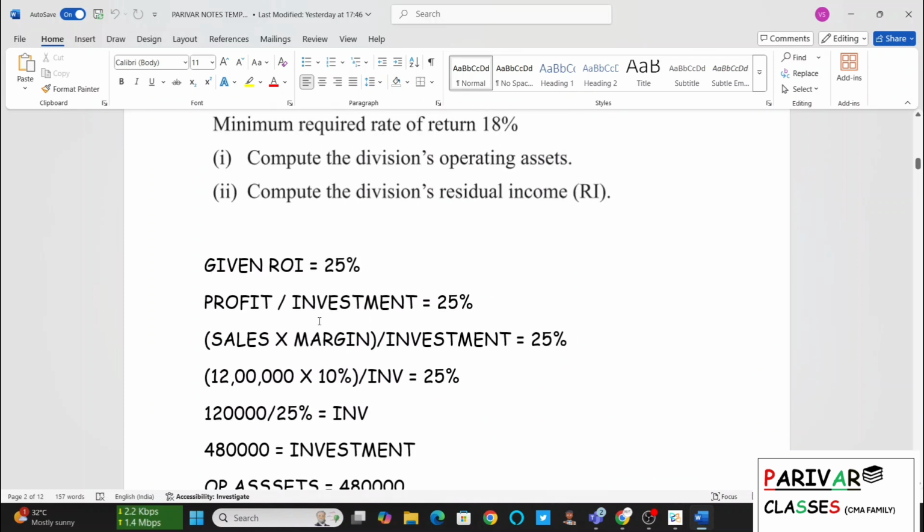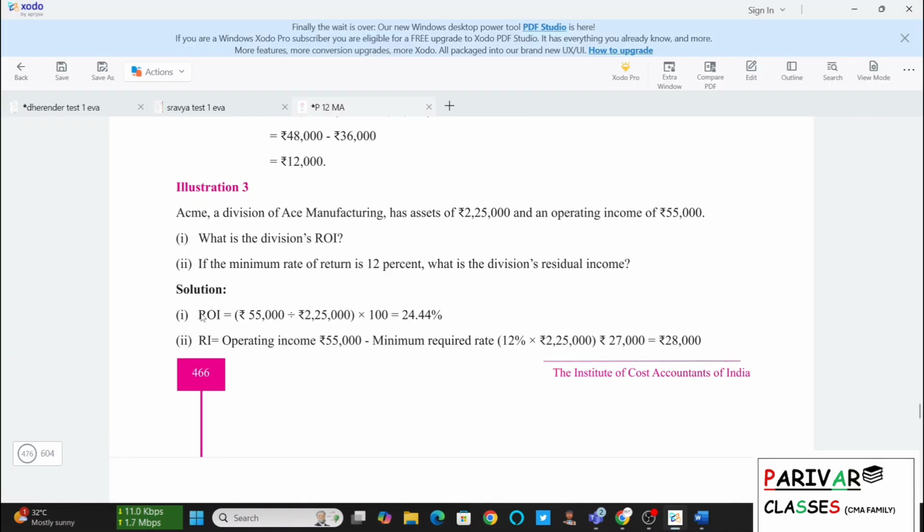So ROI means profit by investment. We don't need to discuss this ROI part a lot. From here itself, we understand how he arrived at 55,000 divided by 2,25,000, that is operating income divided by operating assets only. RI is equal to operating income less minimum required rate of return into average operating assets.